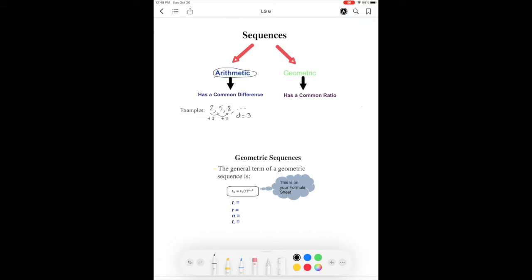Now, the other things you need to know is, what is T1? Well, T1, if you remember, is the first term. So in this case, it's 2. And the other thing, this formula, which you have on your formula sheet, it's called the general. And the general is really important because it's going to help us with sigma notation, getting our formulas. Okay, so let's look at that formula.